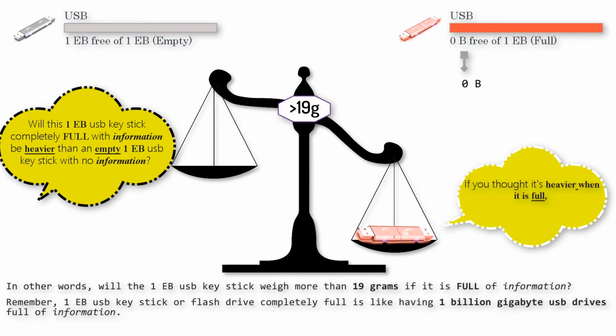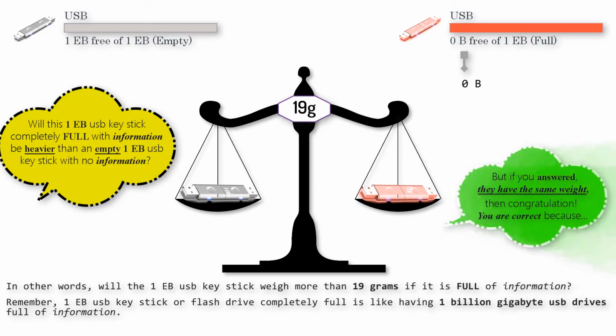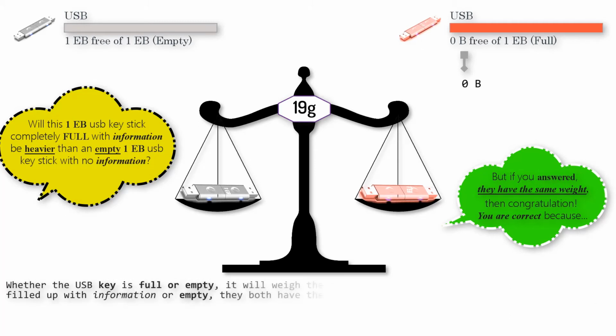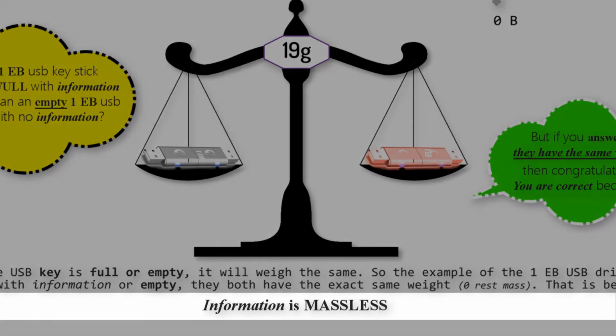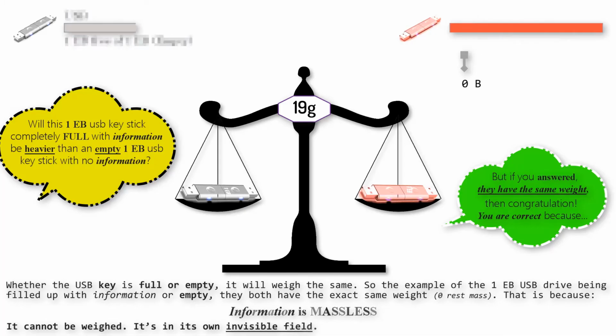If you thought it's heavier when it's full, then you're wrong. But if you answered they have the same weight, then congratulations, you are correct, because whether the USB key is full or empty, it will weigh the same. So the example of the 1 exabyte USB drive being filled up with information or empty, they both have the exact same weight. That is because information is massless. It cannot be weighed. It's in its own invisible field.